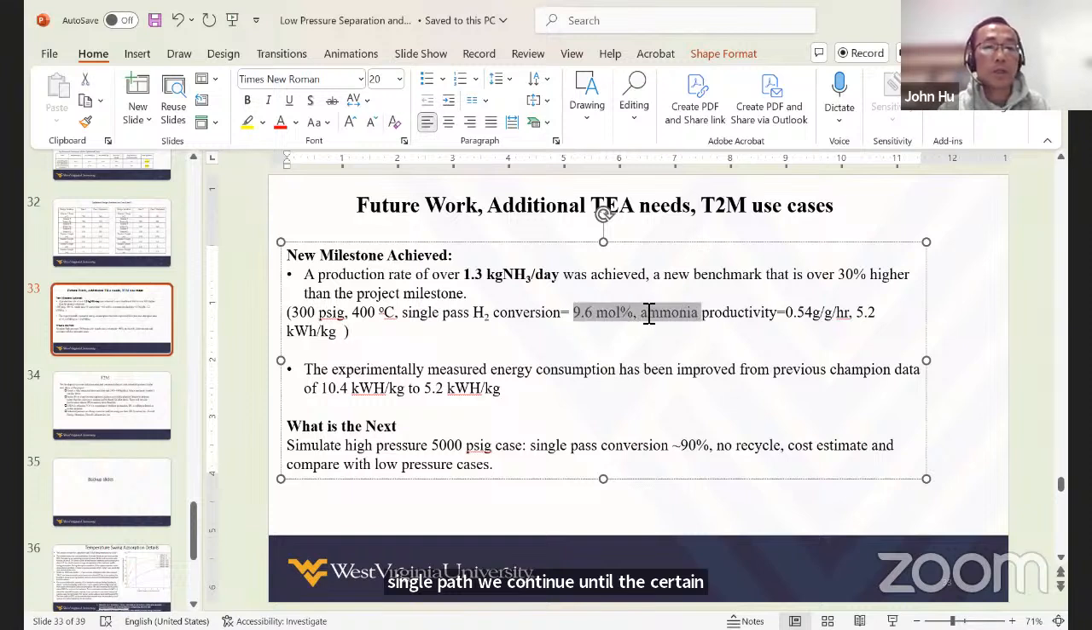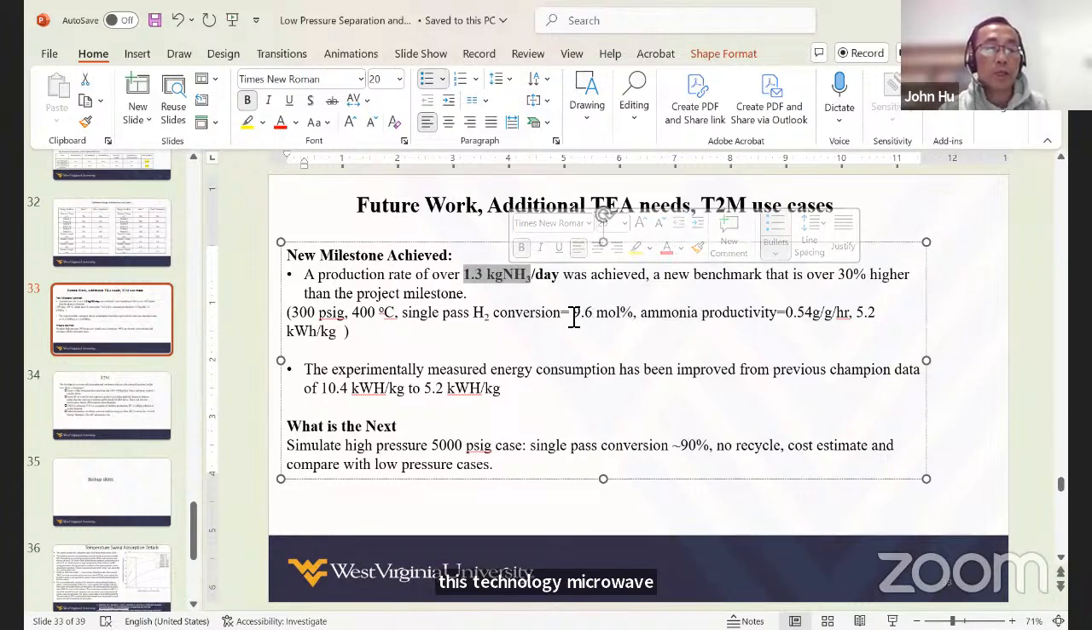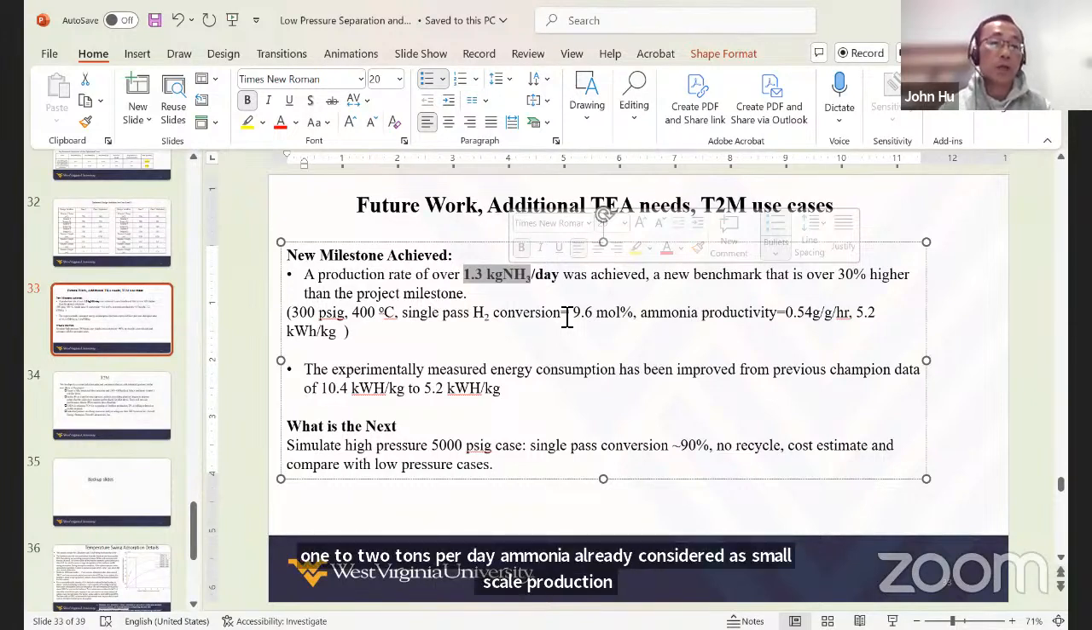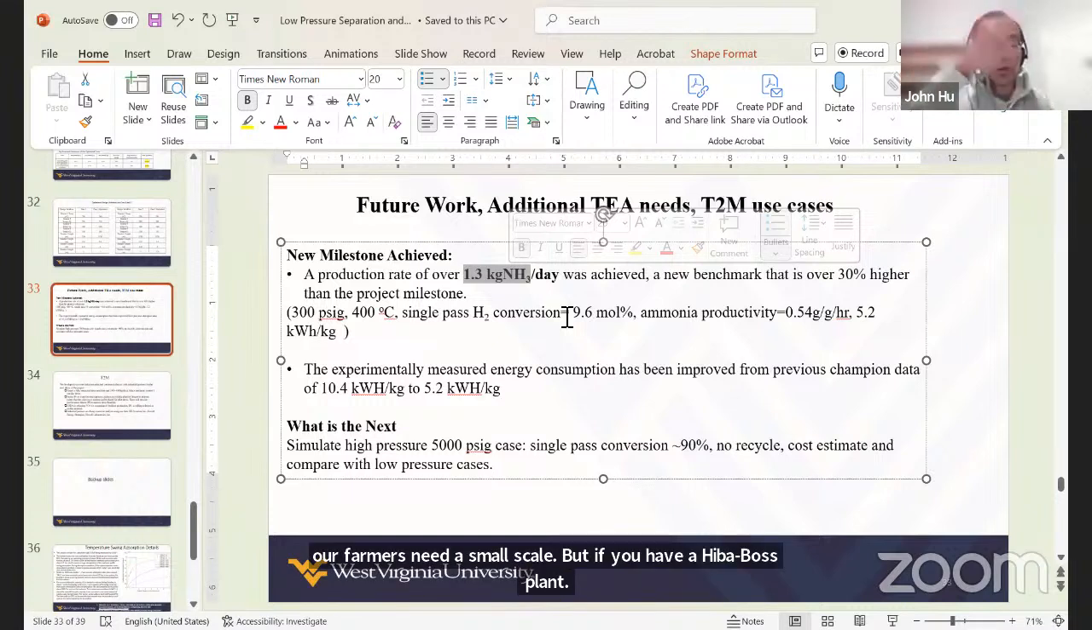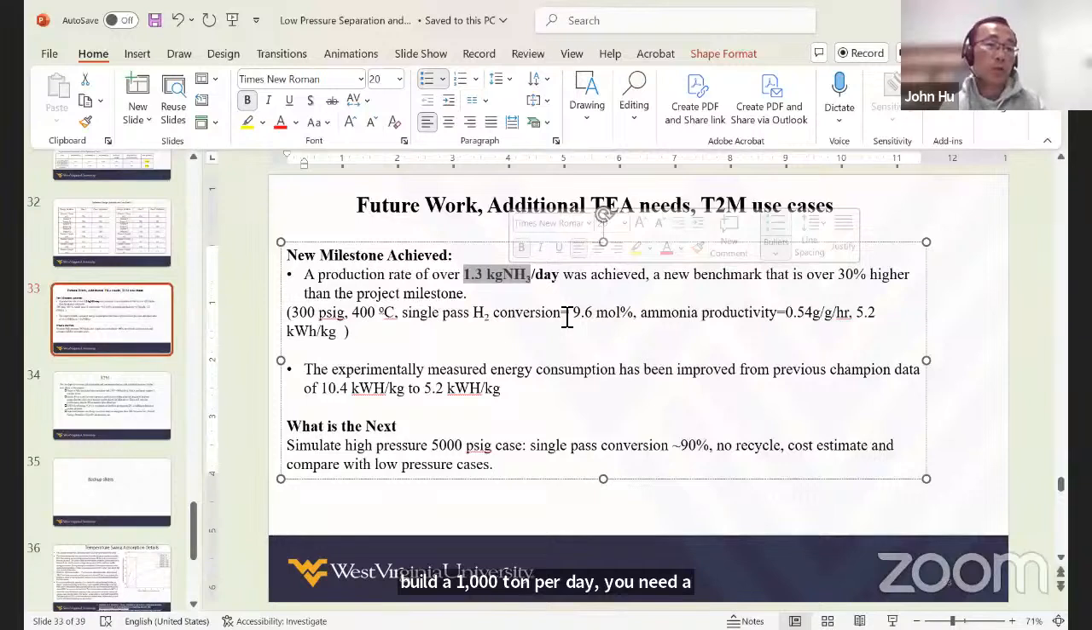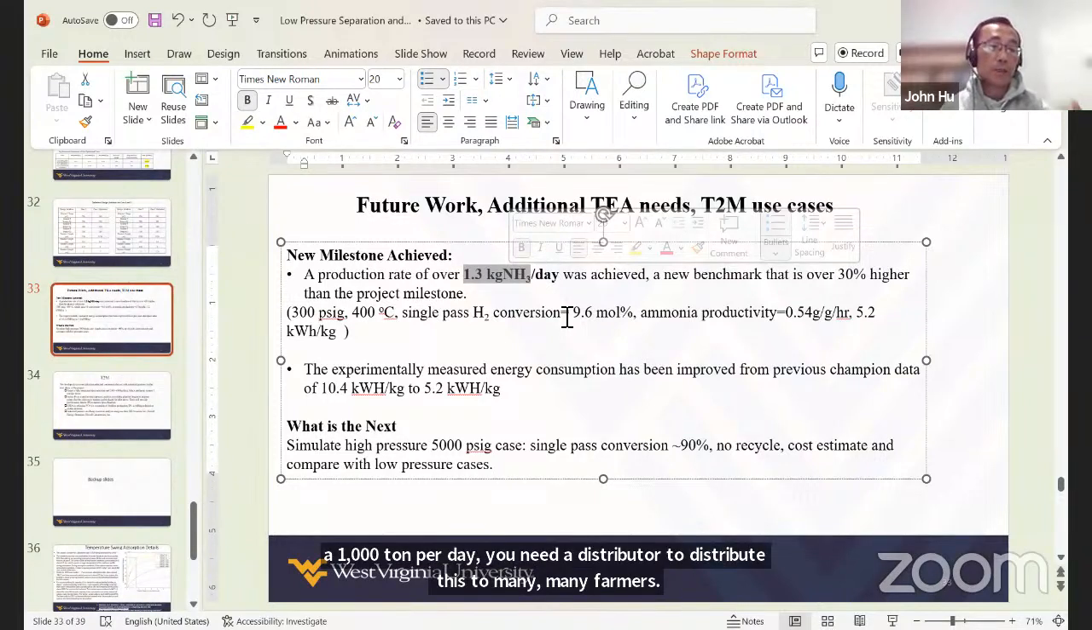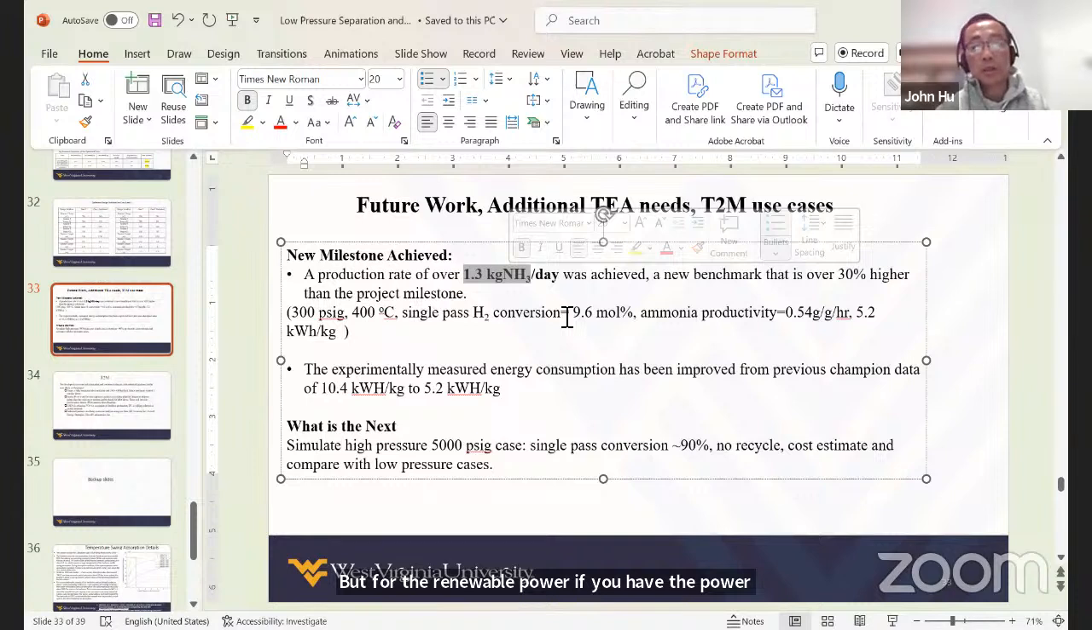So with this microwave technology, we have already reached the kilogram level. We are building a ton level, 1 to 2 tons per day. 1 to 2 tons per day of ammonia is already considered small scale production, because the farmers need that small scale. But if you have a Haber-Bosch plant built at 1,000 tons per day, you need a distributor to distribute this to many farmers. But for renewable power, if you have the small scale, you can sell to the local farmers. Okay, make sense?